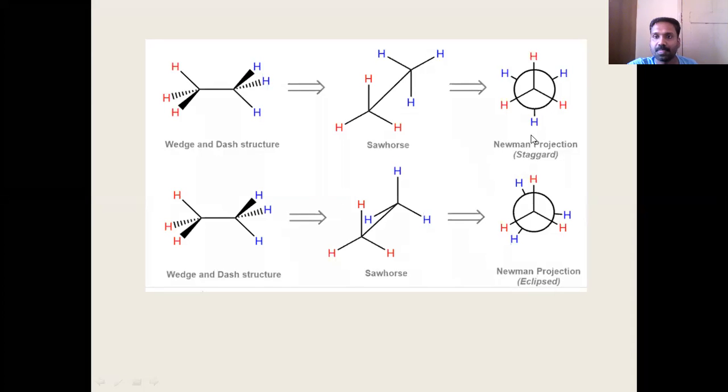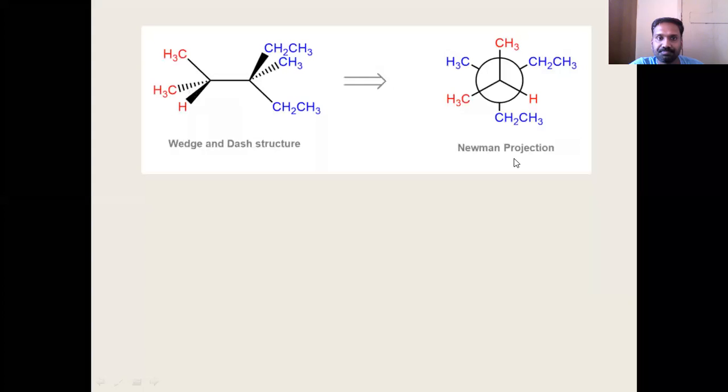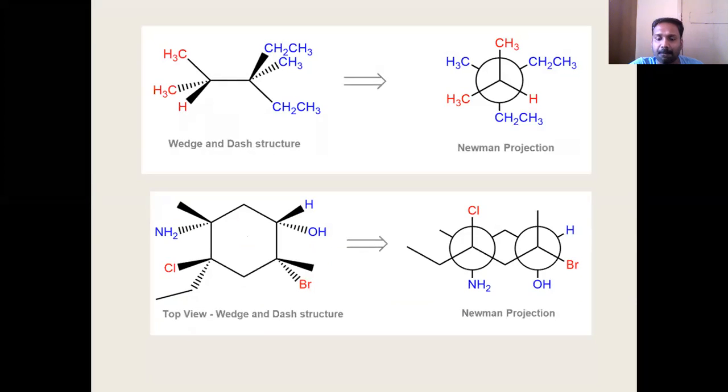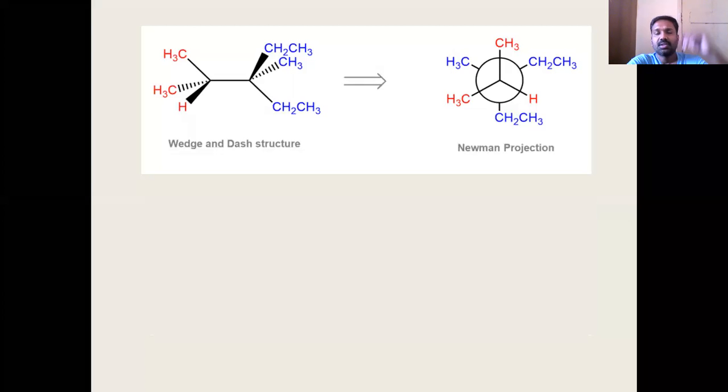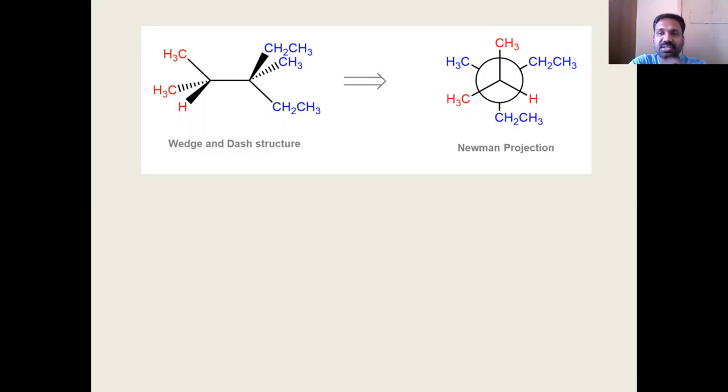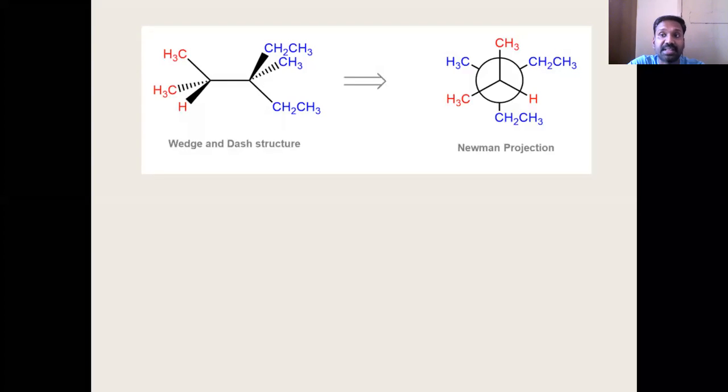Is it not? Okay. So what I tell is that the Newman, staggered and Sawhorse projections can be interconverted easily. You just have to, instead of viewing it from the front, tilt it like this. If the molecule is like this, tilt it and view from here. That is the way we write projections, Newman and Sawhorse.